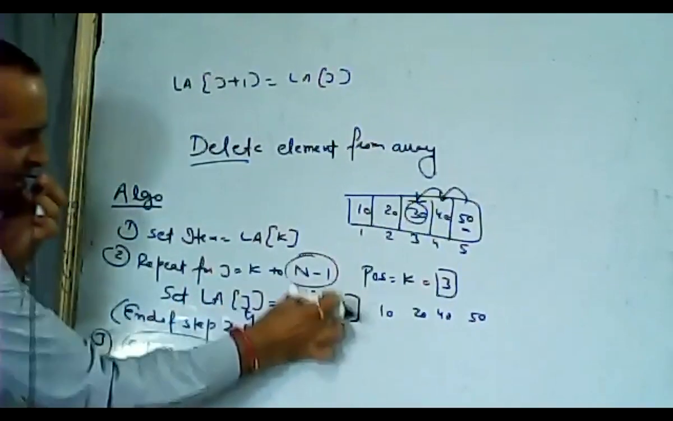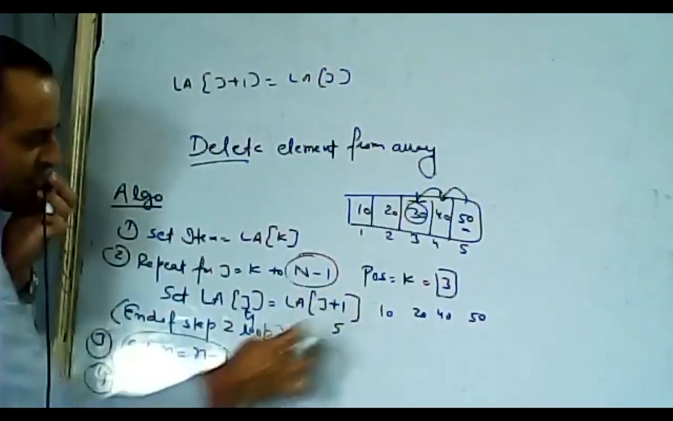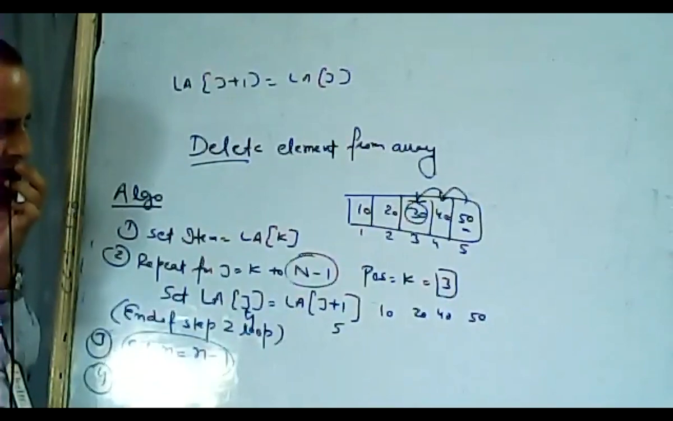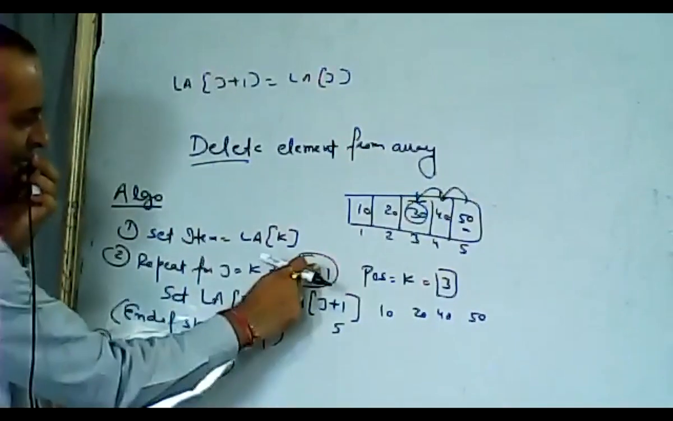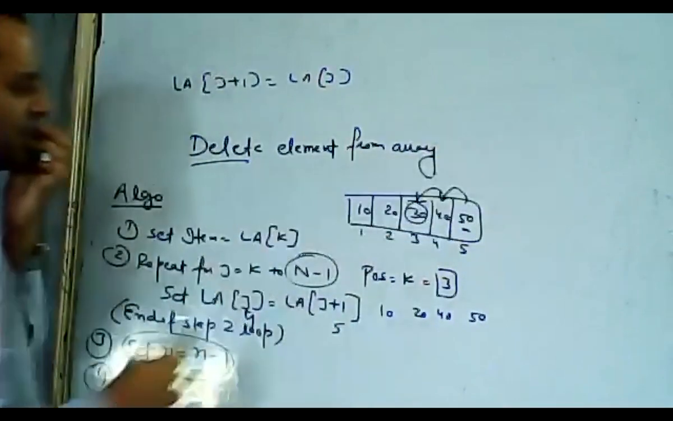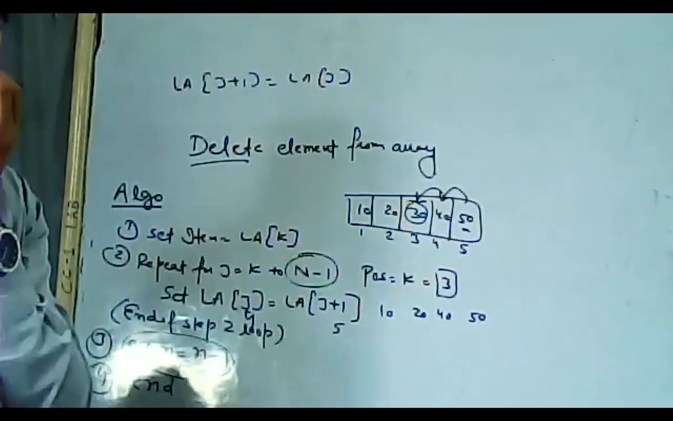Because जब n minus 1 यहाँ जाएगा तो n minus 1 plus 1 क्या बचेगा? And n. That is the last element. अगर मैं यहाँ n लिखता तो n plus 1, वो एक आगे चला जाता. Is it clear now?